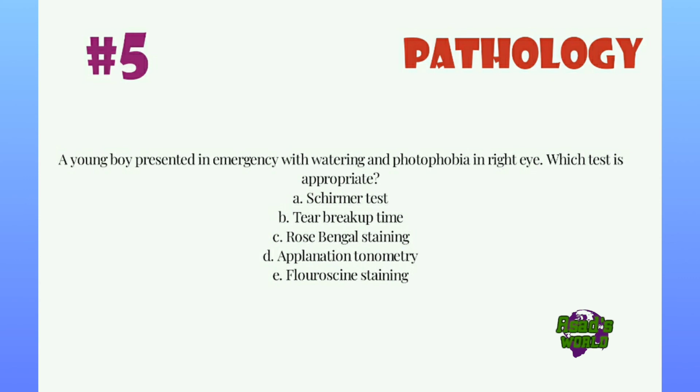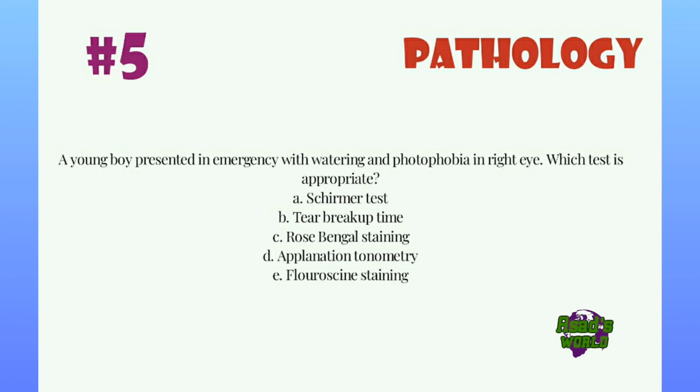Now the option B is your tear breakup time, which is basically used for evaporative dry eye disease, and in this case there is no need to do such a test, so this option is wrong as well. Moving on to the option C, that is your rose bengal staining, and this stain is used to identify the damage to the eyes, the damaged conjunctiva, and damaged corneal cells.